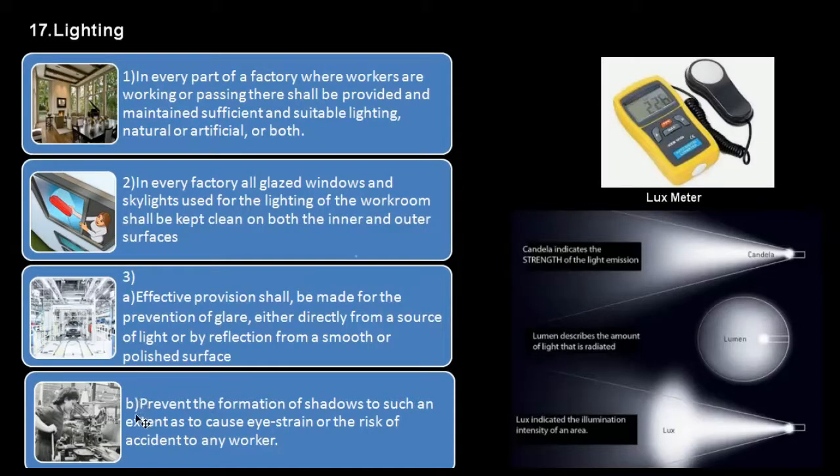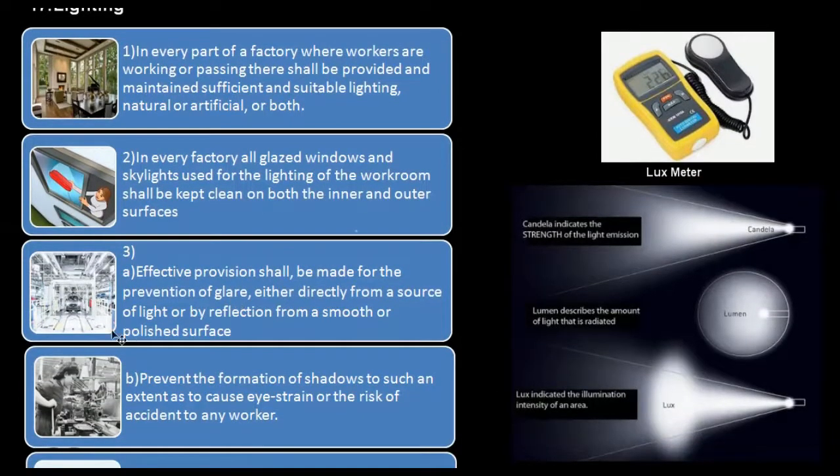Now the next clause B says to prevent the formation of shadow to such an extent as to cause eye strain or risk of accident to any worker. In certain cases, if light is placed behind you or at such a location that it causes a shadow at the point of operation, such a condition shall be avoided so that it does not cause any eye strain or accident.